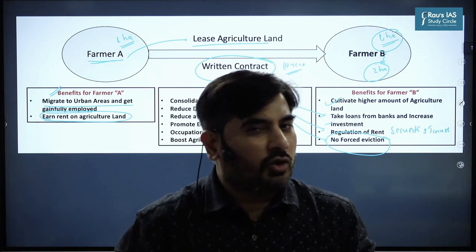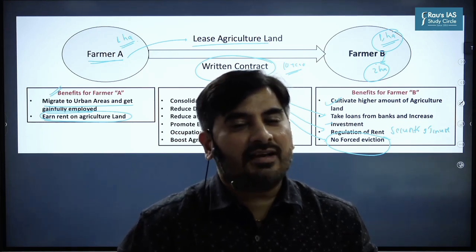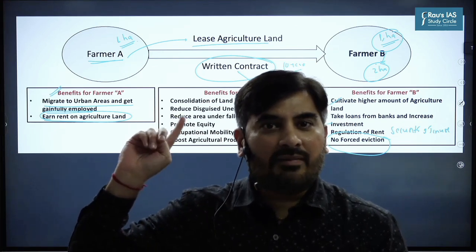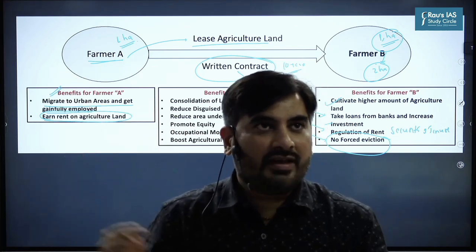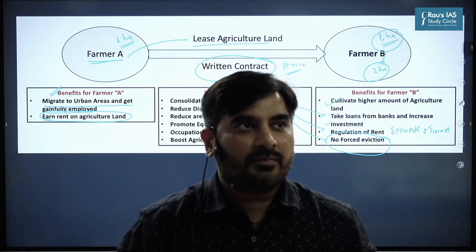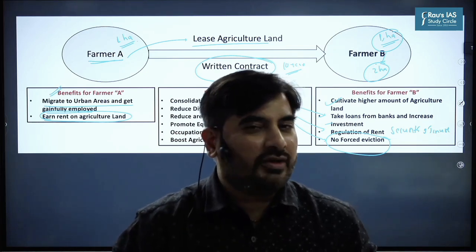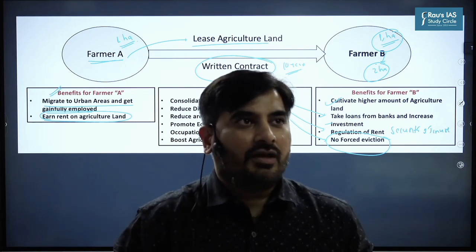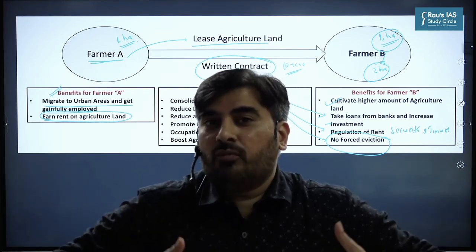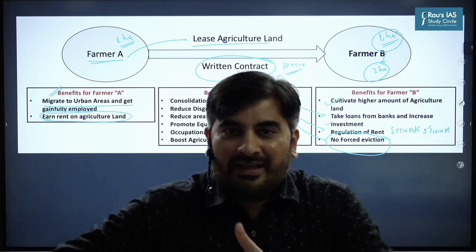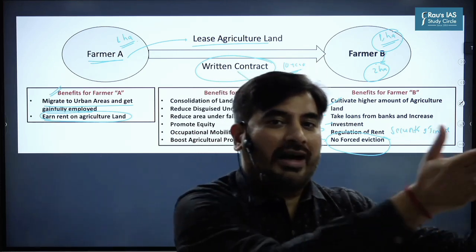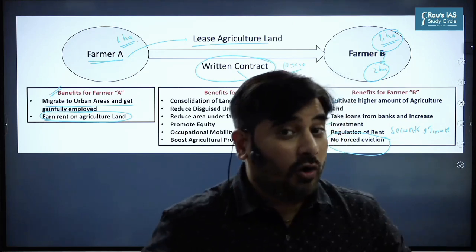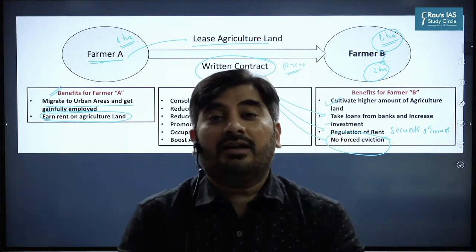Second, don't you think we are able to reduce the disguised unemployment? Look at farmer A. Farmer A is migrating to urban areas. We are able to reduce the disguised unemployment. Don't you think we are able to promote equity? Next, we are able to promote occupational mobility. People can switch from agriculture to other sectors which are more productive. It will also help us boost the agricultural productivity.